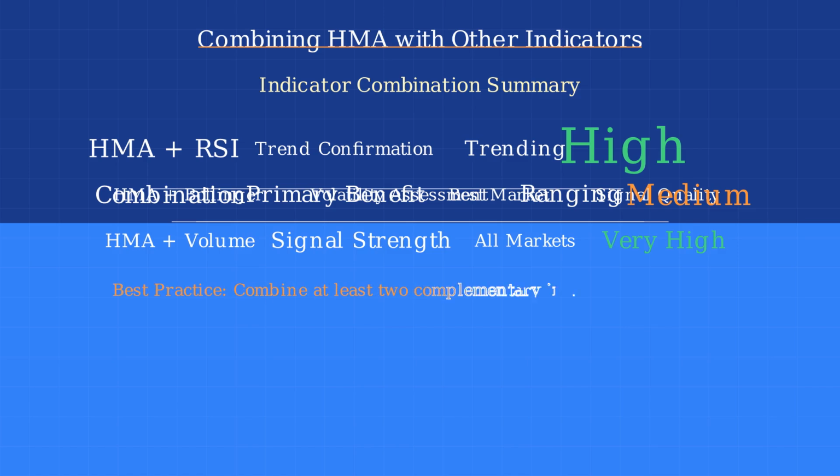Best practice suggests combining at least two complementary indicators with the Hull Moving Average to create a robust trading system with higher probability setups.